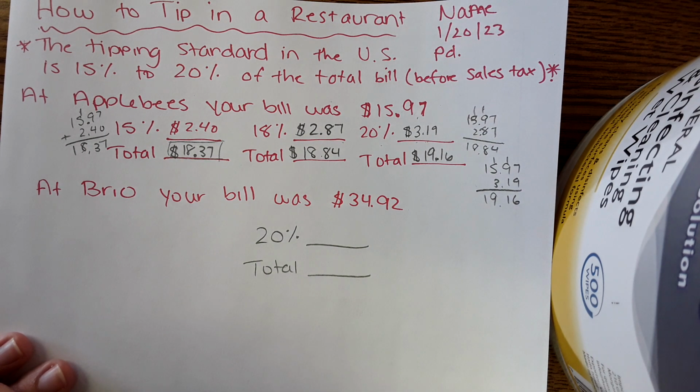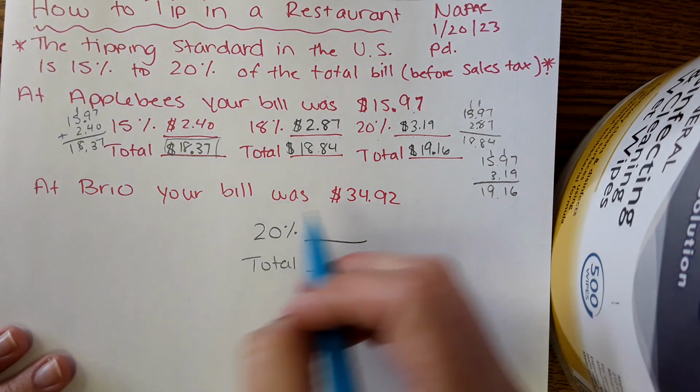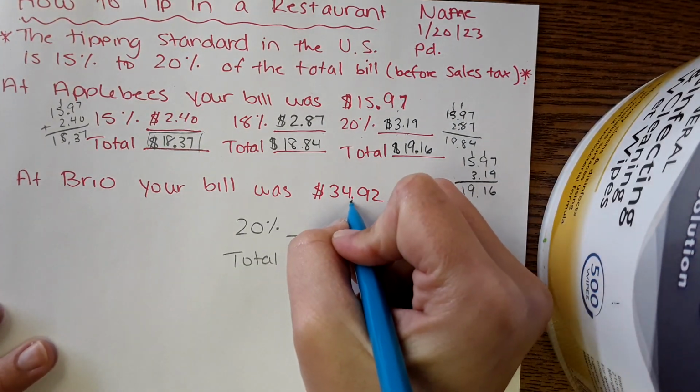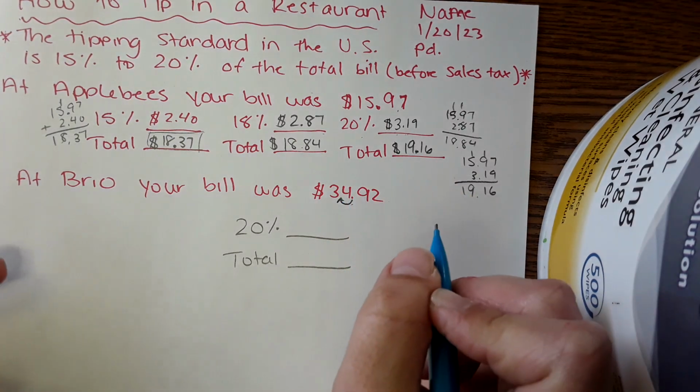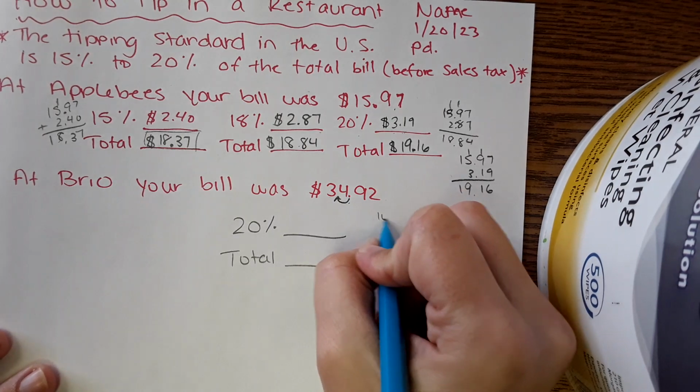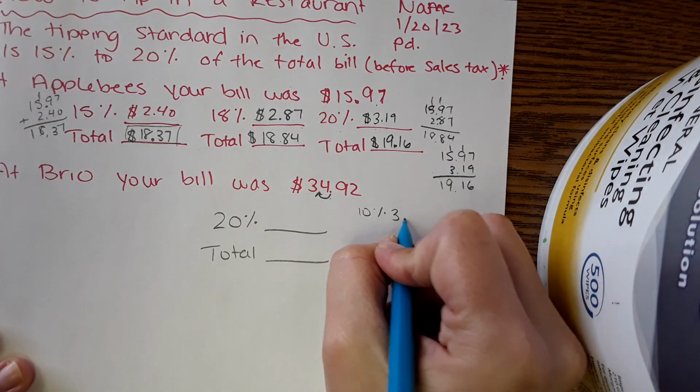Okay, so here's the shortcut. What we're going to do is if we take this 34.92 and you move the decimal over one place, that would be 10% of that. So 10% would be 3.49.